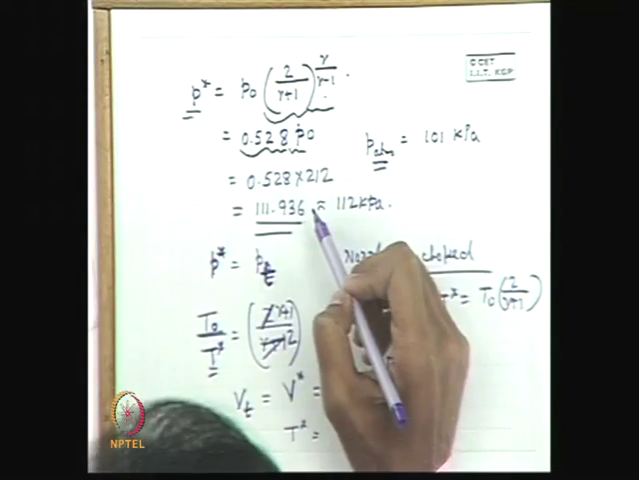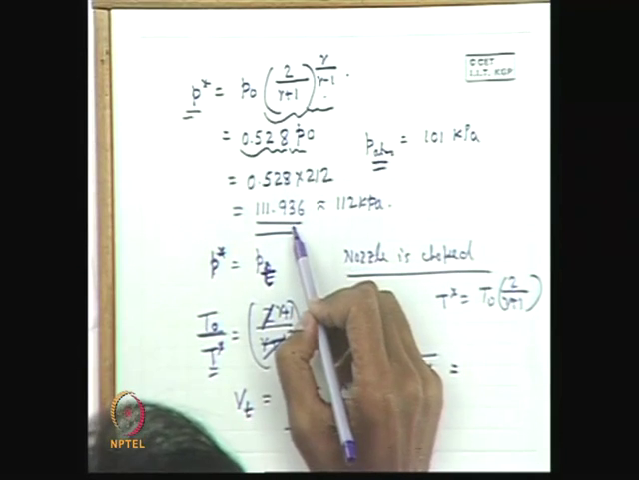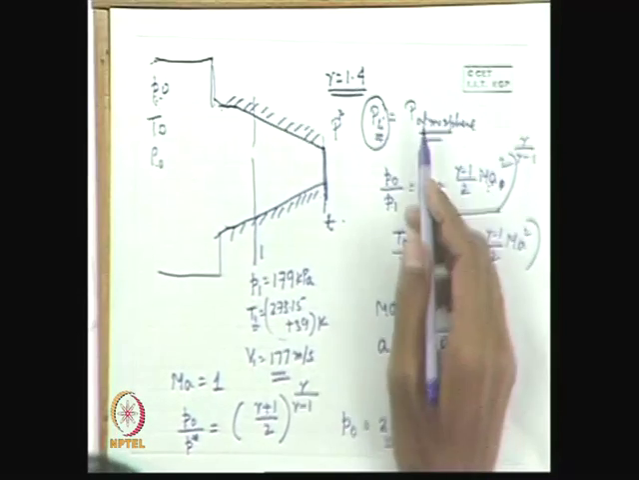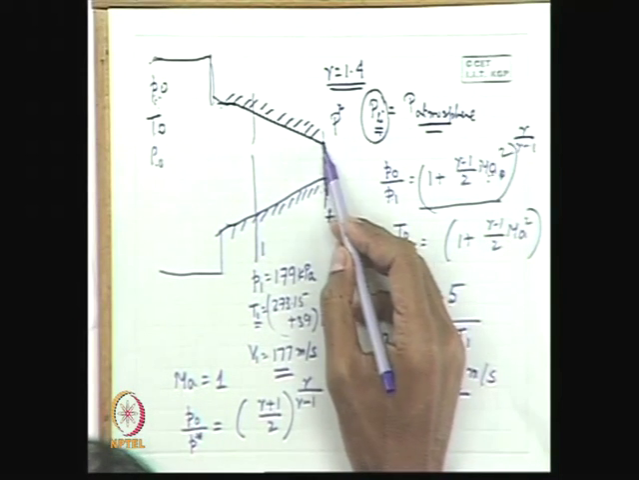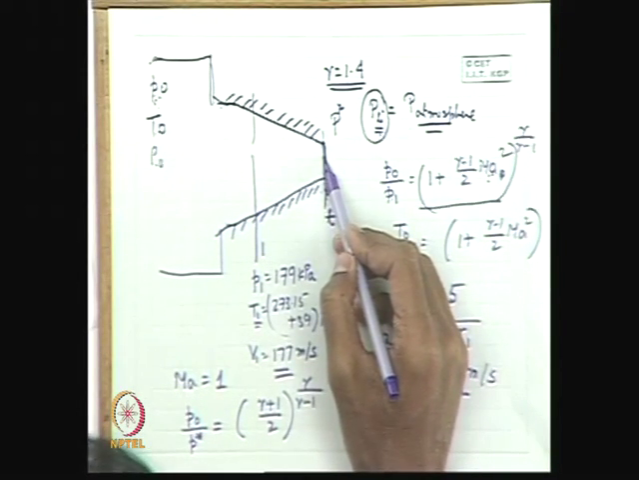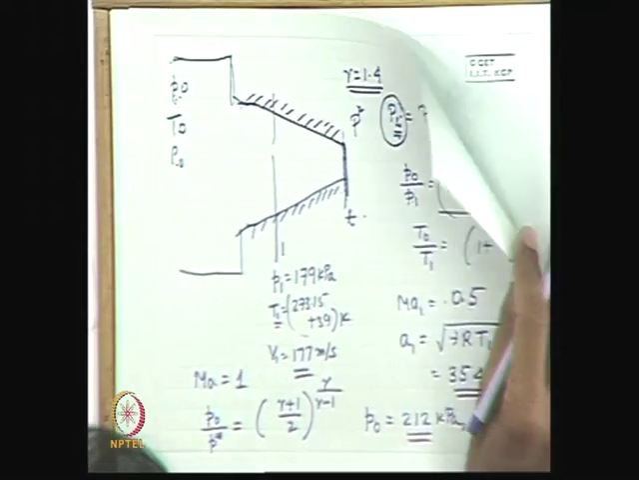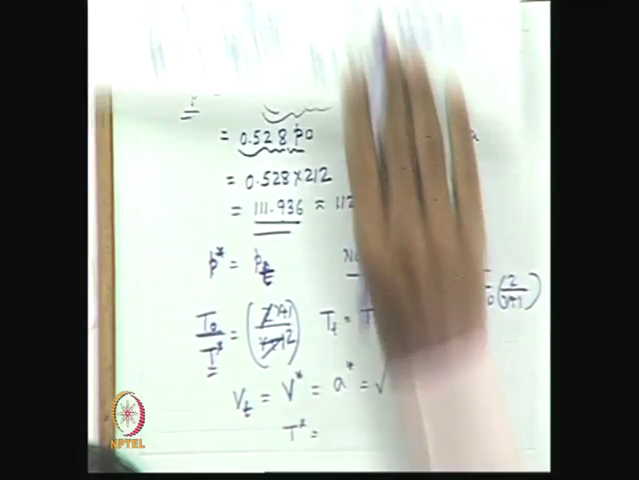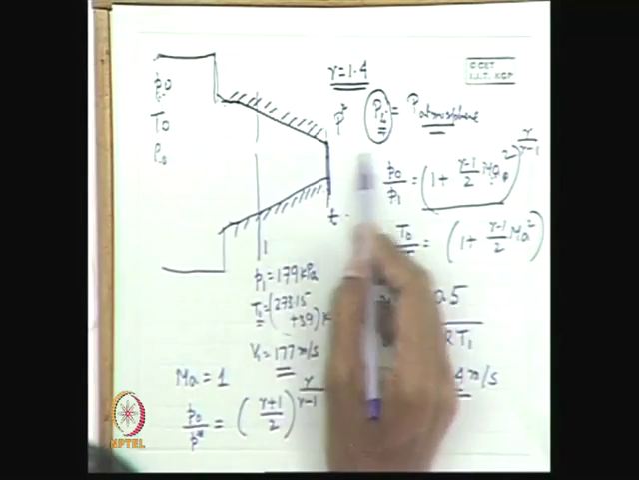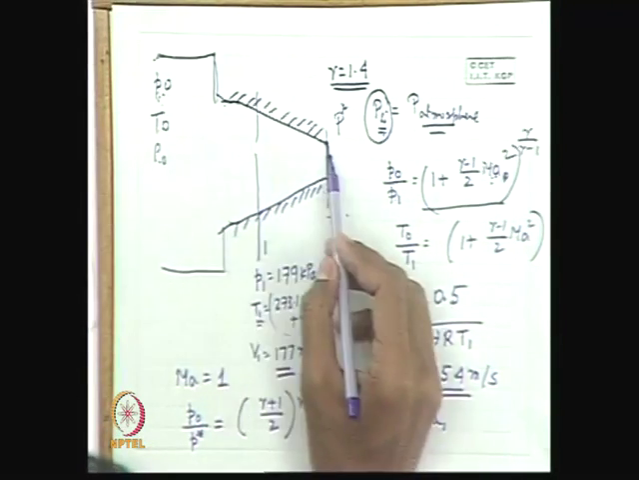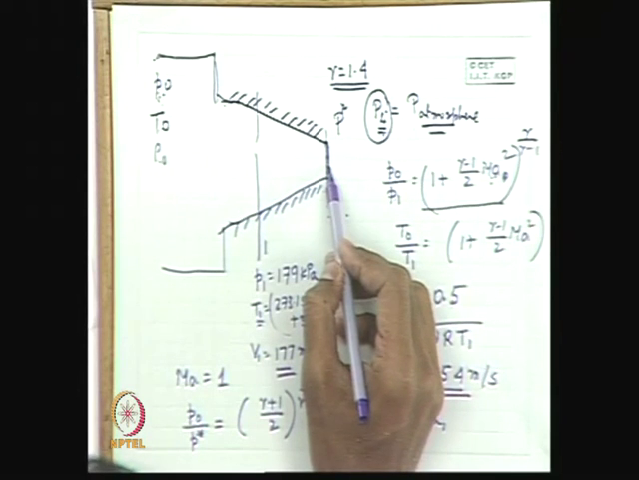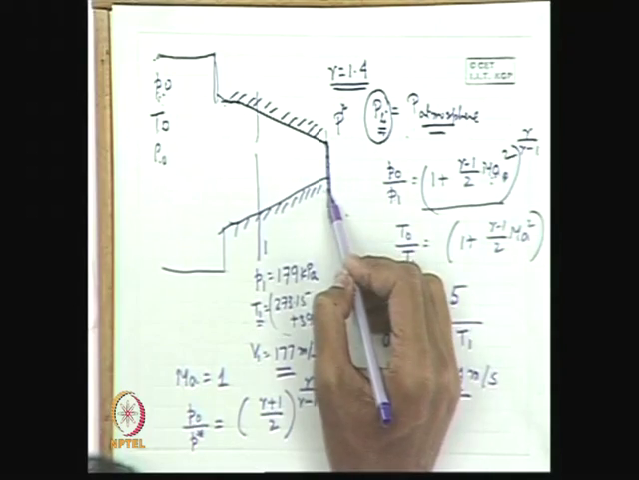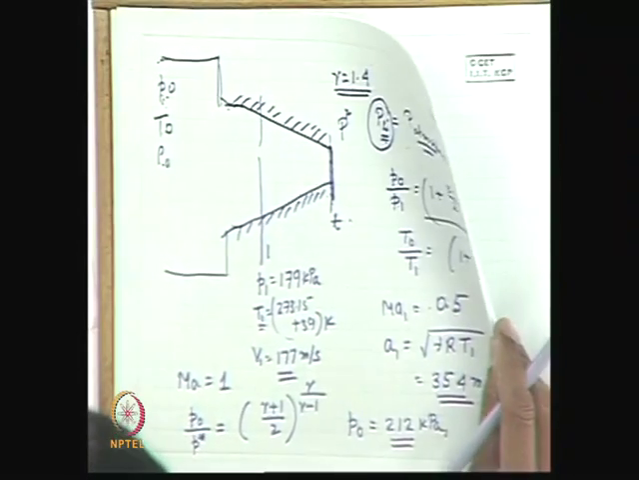If we see the back pressure is lower than the critical pressure, that means the nozzle will be unable to expand up to the back pressure, it will choke. That means finally it will expand up to the critical condition, critical pressure. But if the critical pressure is lower than the back pressure, then the nozzle will be able to expand up to the back pressure. That means it is simply expansion up to the back pressure, and that will be the pressure at the throat. Okay.